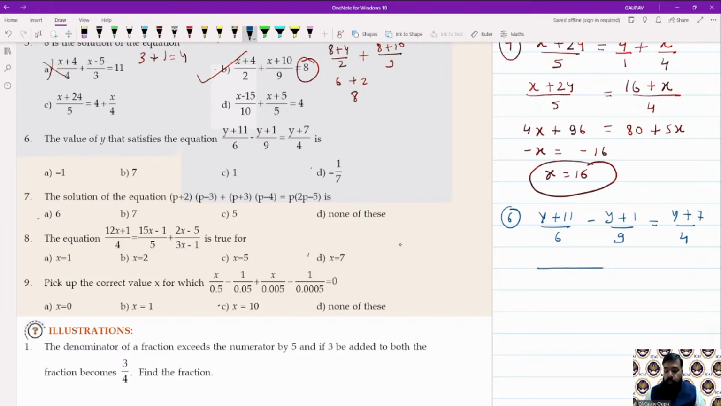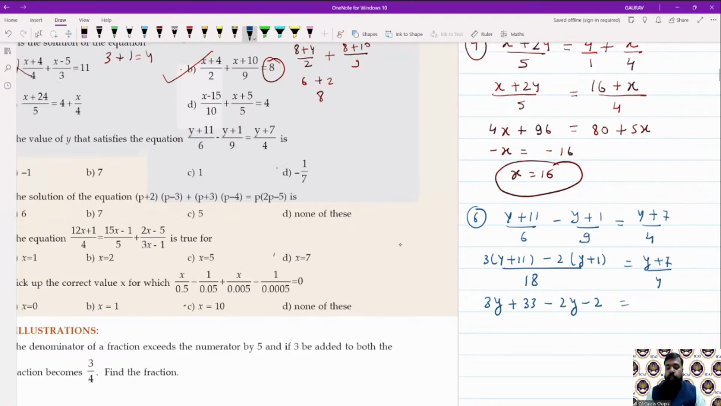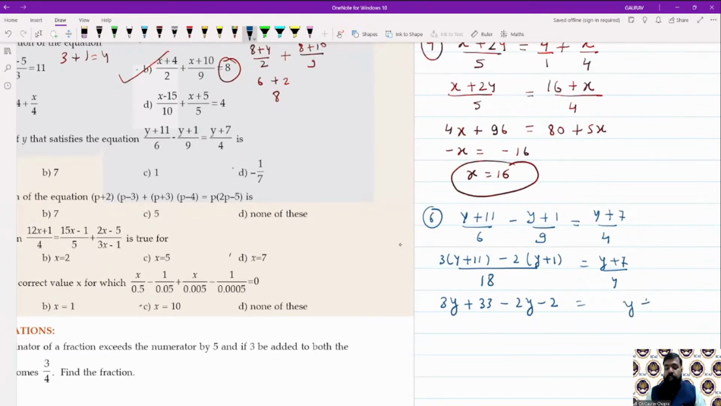So let's take LCM on the left hand side. What is the LCM of 6 and 9? It is simply 18. So 18 upon 6 is 3. So 3 into (y plus 11) minus 2 into (y plus 1) is equal to (y plus 7) upon 4. So 3y plus 33 minus 2y minus 2, and it is equal to y plus 7.